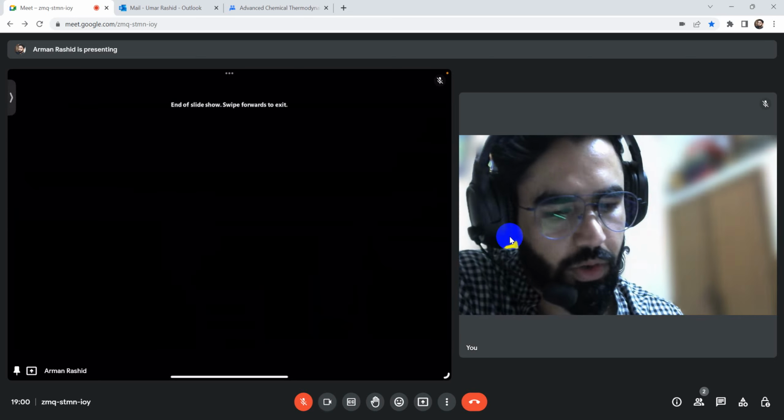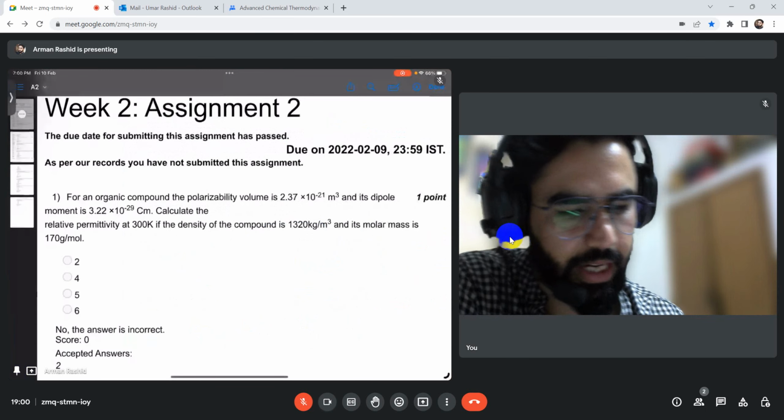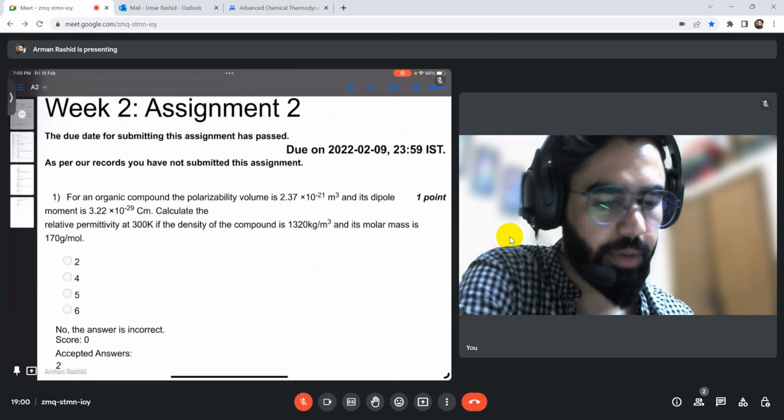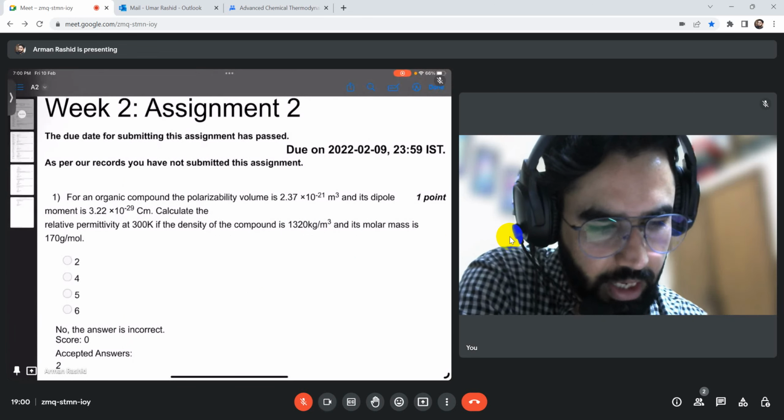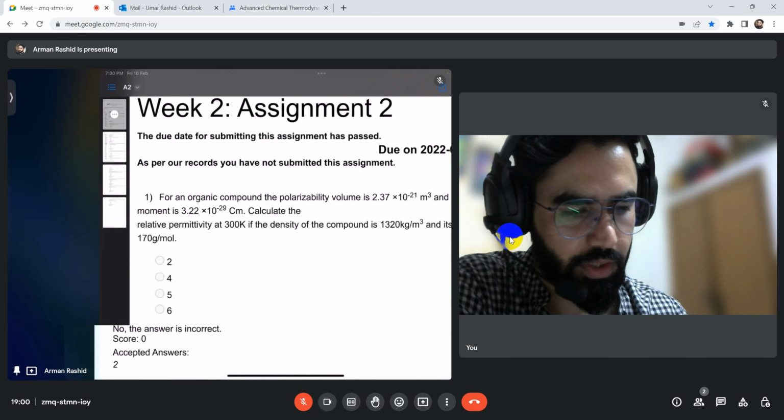Now we'll go back to the question that we had, where we have the polarizability volume and the dipole moment, and we have to calculate the molar mass.